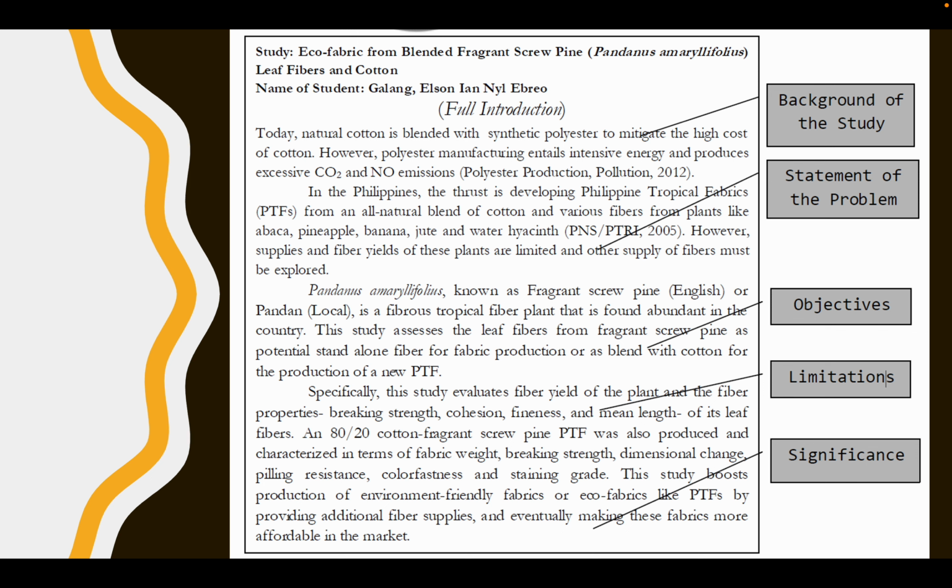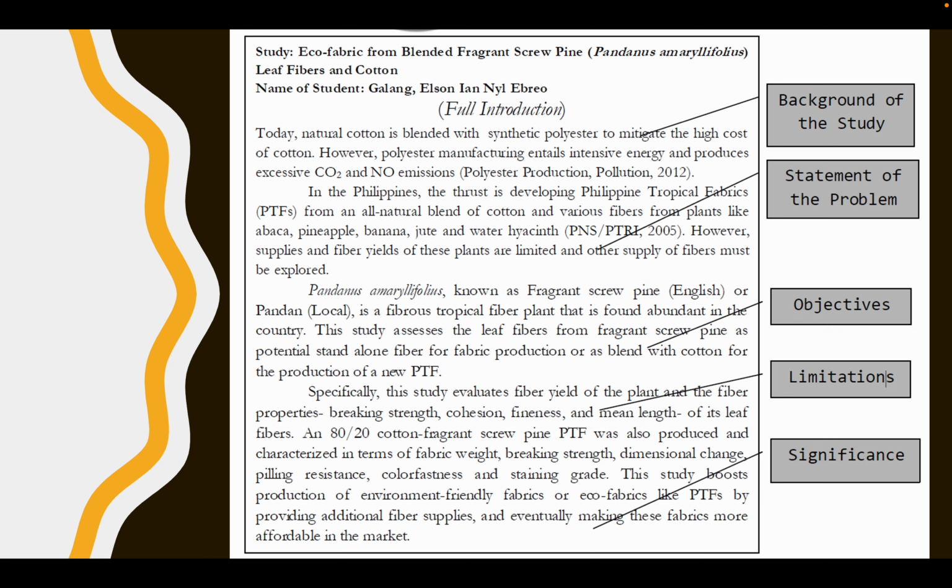So there is a need for us to improve or to make an alternative fiber, because the production of cotton can harm the environment. It leads to climate change. It leads to the excessive production of carbon dioxide, gases, greenhouse gases. So, it has established in the background of the study that there is a need of doing this research. Okay? So, that is the background.